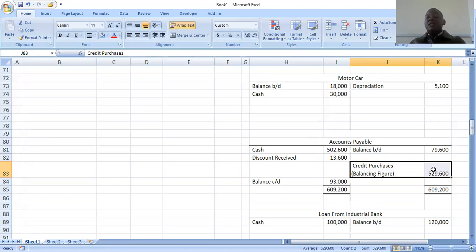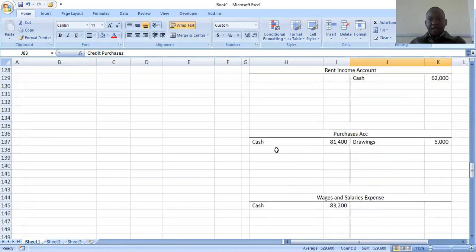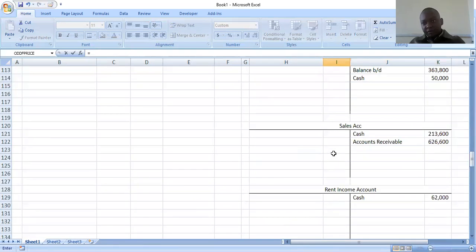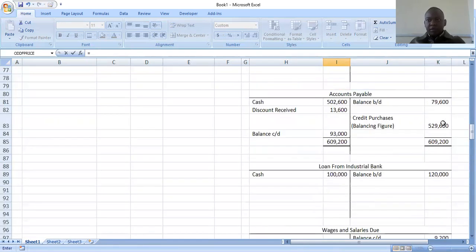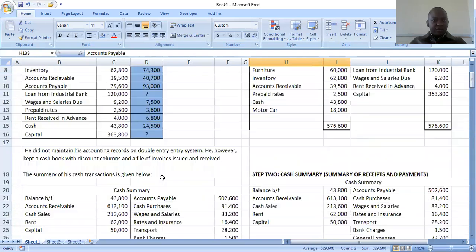Therefore, it needs to be debited in the purchases account, showing that we had increases in purchases by 529,600. So we debit the purchases account by 529,600. We have the purchases account here, debited by accounts payable. The amount is, as we have seen from accounts payable, 529,600 as shown there. Then we move on to the next item.